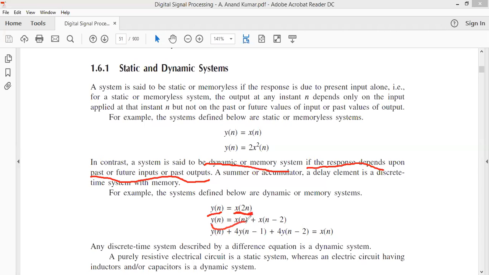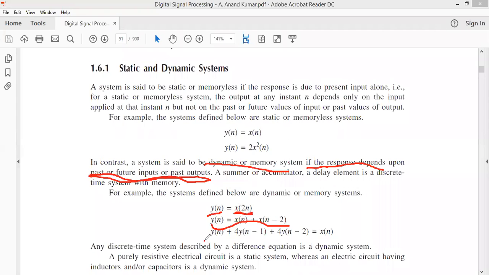Similarly, see this one. Now substitute n is equal to 1. We get y of 1 is equal to x of 1 plus x of minus 1. x of minus 1 is the past input value. So the present output depends upon the past input value, so it has to store the past input value. Whenever you have a system whose output depends upon past or future inputs or past outputs, then that system is called a dynamic system or memory system.